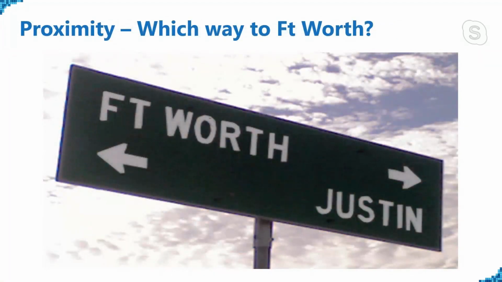Here's another example. Which way to Fort Worth, right? And here's an example where the enemies are close to the friends, right? So Fort Worth, the arrow pointing to the left, that's not for Fort Worth, that's for Justin. In fact, how many people do you want to bet came to the sign and turned the wrong way? Because that arrow pointing to the left is so close to Fort Worth.